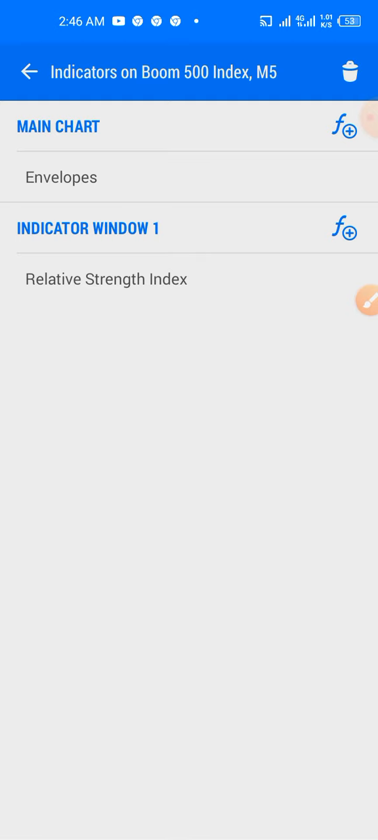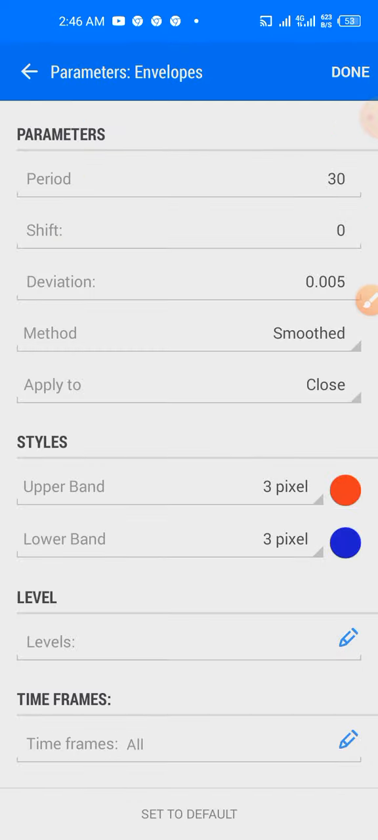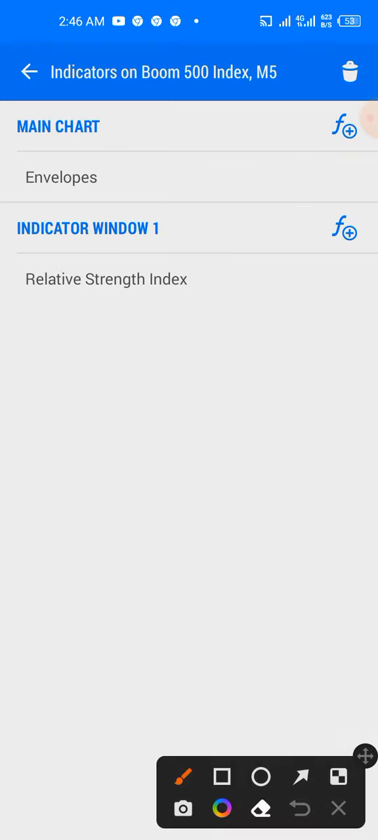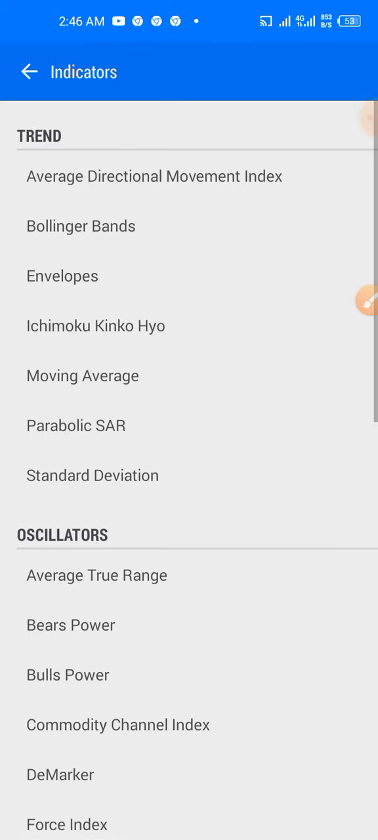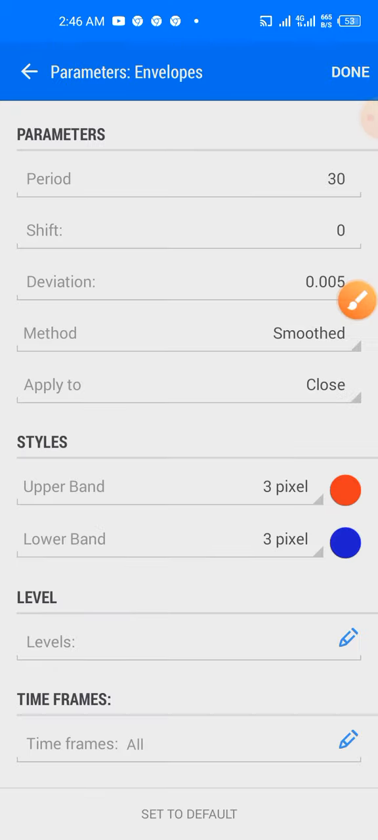Okay, guys, now let me share this indicator setups. The first one on the main chart is the moving average. Okay, click on the moving average, right? Sorry, the envelope. You are going to click on this symbol here, in case you don't have it already. Click on this symbol here, and then boom, they are going to bring it out. When you click on the symbol, it's going to pop up, and you're going to choose envelope, right? This envelope here, you choose envelope, click on it, then you are going to set it up the way it is here. Period is 30, shift is 0, deviation is 0.005, method smooth, apply to close, upper band 3 pixel, lower band 3 pixel. I chose upper band as red, lower band I chose blue. You can choose any color of your choice, right? That's just all the settings you need.